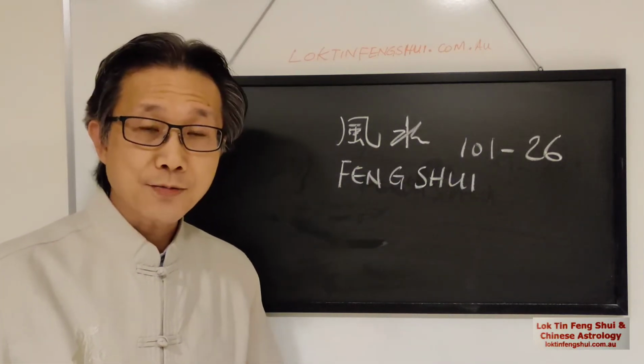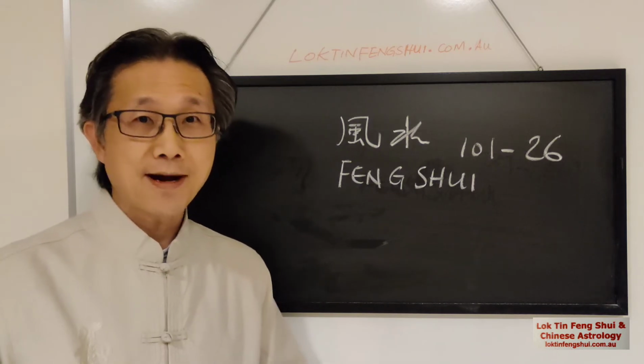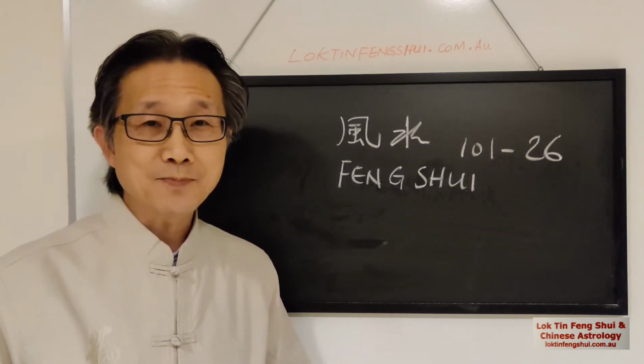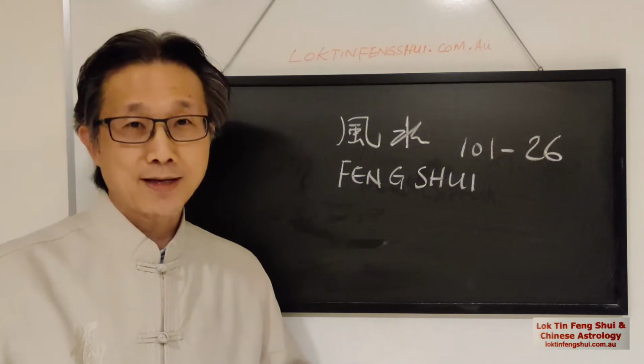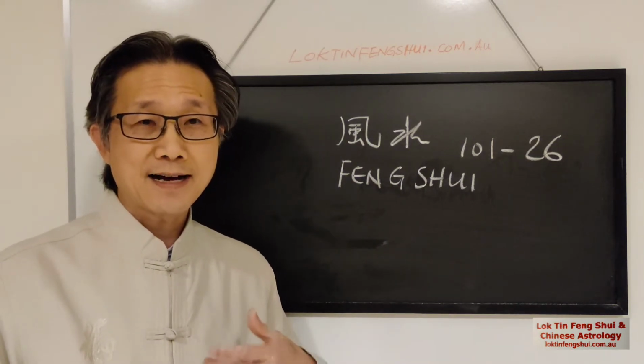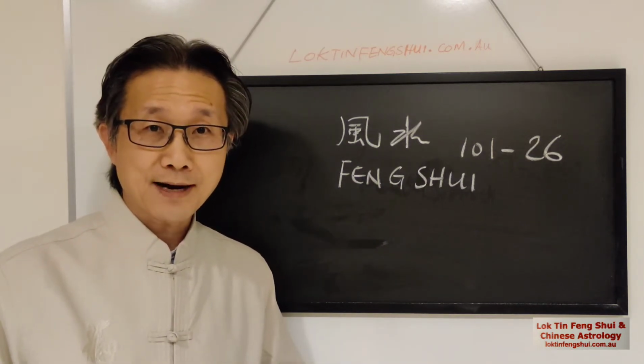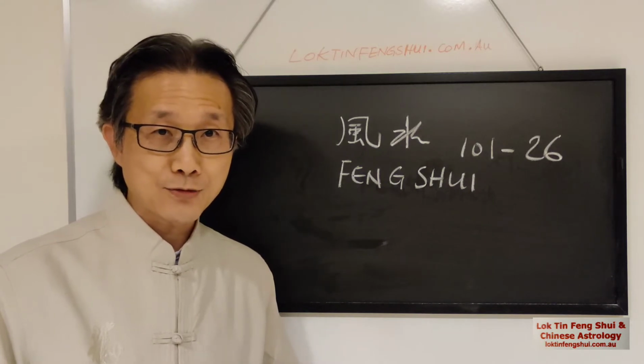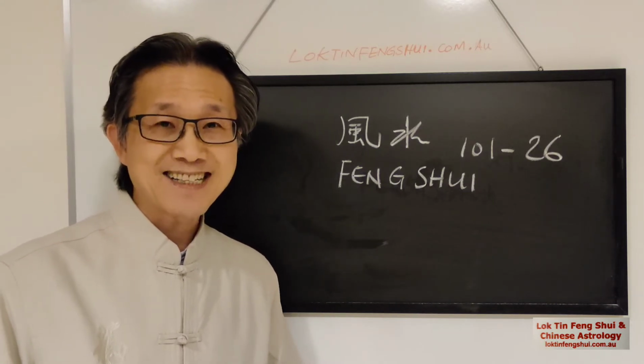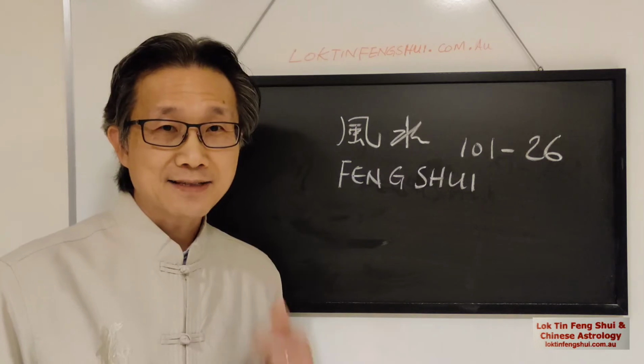So in this video we are going to talk more about the 8-mansion system, the East group and the West group. And in the last video we said we want to do the wandering stars. So let's start.